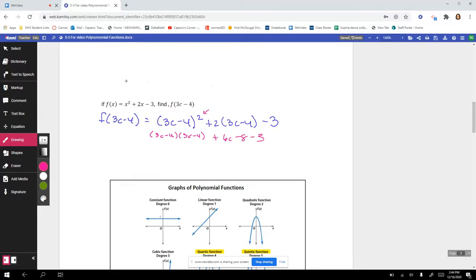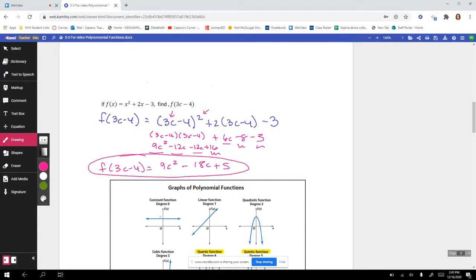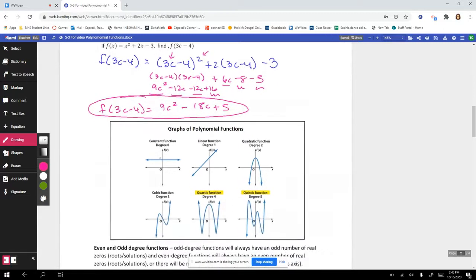Now, I'm going to use FOIL. If you could just do it in your head looking at that binomial, that's fine, but I like to write it out for my students. 9c squared, my outside is negative 12c, my inside is negative 12c, and my last is plus 16. Now, I'm going to combine all my like terms. So I have 9c squared. I'm going to underline that. I have negative 12 and positive 6, which gives me negative 18c. And then I have 16 minus 8 minus 3, which gives me positive 5. So that is f of 3c minus 4 is equal to that value right there. All right, let's keep going.